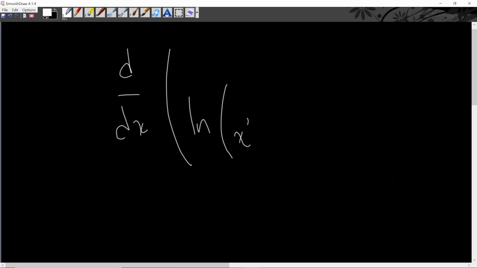We are going to do one of my favorite derivatives of all time, and that is the derivative with respect to x of ln of x to the power of e to the power of x to the power of e to the power of x. Alright, I won't lie, this is an intimidating function, and I think it is difficult.